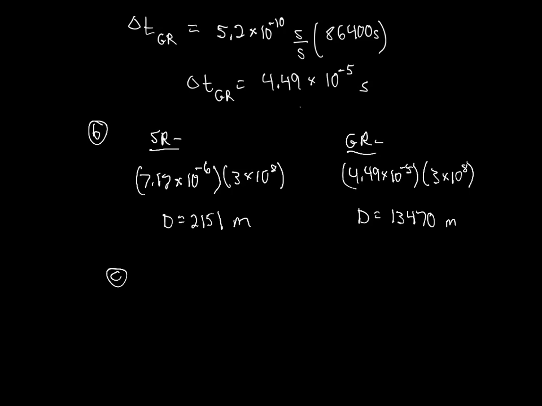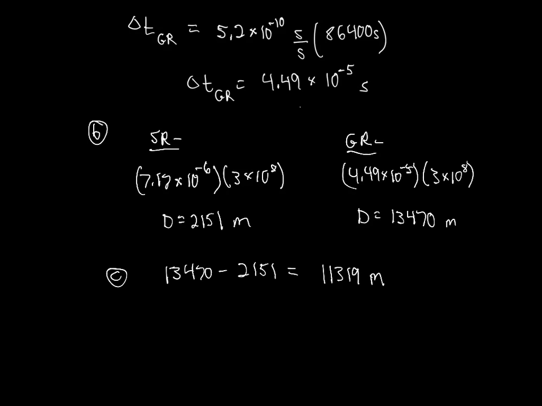Then part C. What do we do for part C? What does it say? It says to calculate the difference between these two distances to find the overall distance error per day from relativity. So all you have to do is subtract one from the other. So I'm going to do 13,470 minus 2151. That gives me 11,319 meters. Is that a big number?